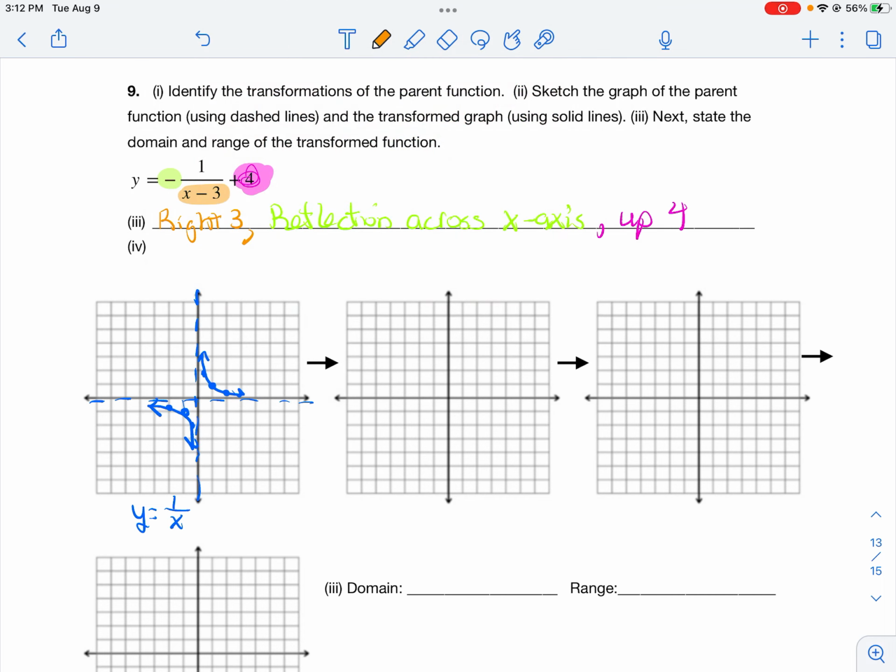All right. So we're going to take that main point, which is the intersection of the vertical and horizontal asymptote, and move it to the right 3. So 1, 2, 3. And now that's where our vertical and horizontal asymptotes go. Then we plot our points from that main point. We go over 1, up 1, over 2, up a half, over a half, up 2. Back 1, down 1, back 2, down a half, back a half, down 2. And that gives us y is equal to 1 over (x minus 3).